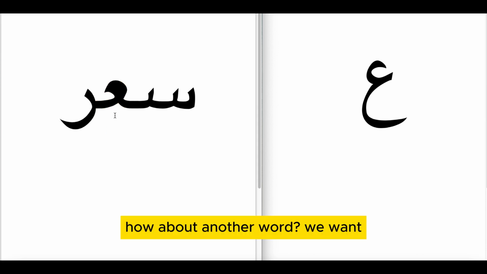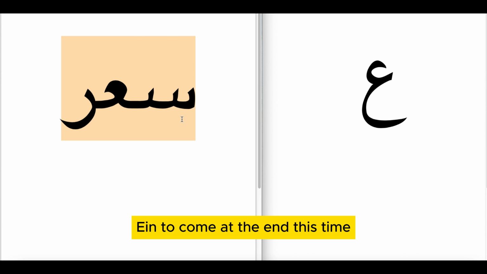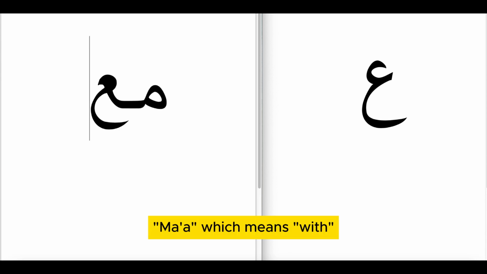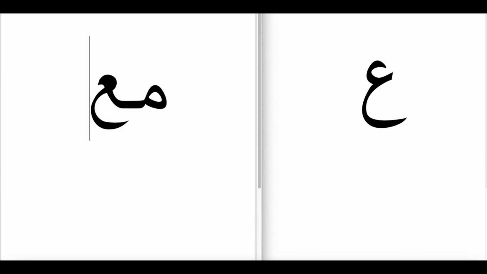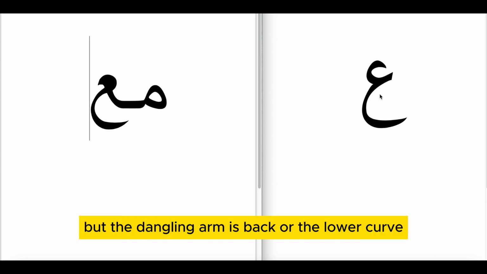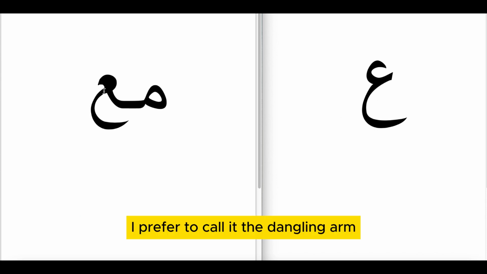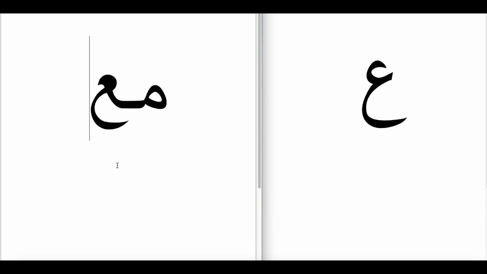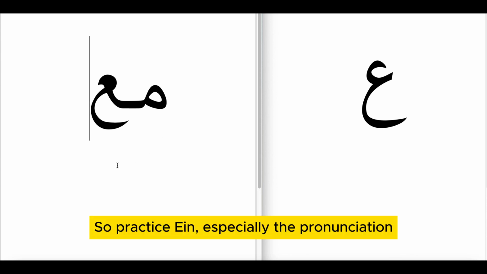How about another word? We want ayn to come at the end this time. Ma, which means with. See how the knot remains, but the dangling arm is back, or the lower curve. I prefer to call it the dangling arm. See? Okay, so practice ayn, especially the pronunciation.